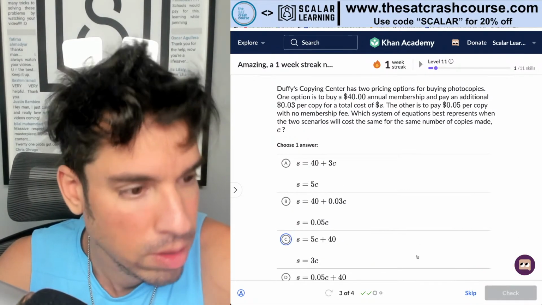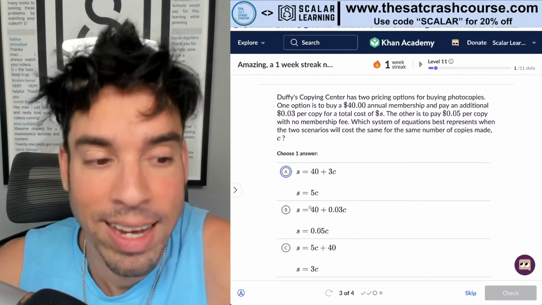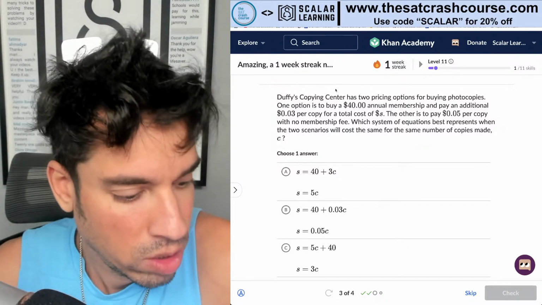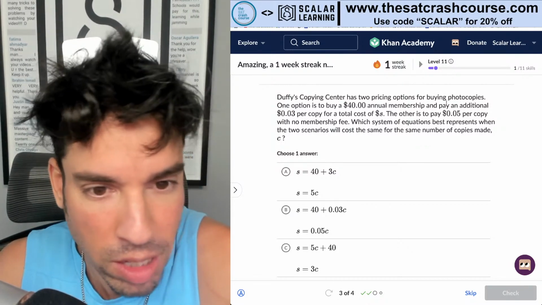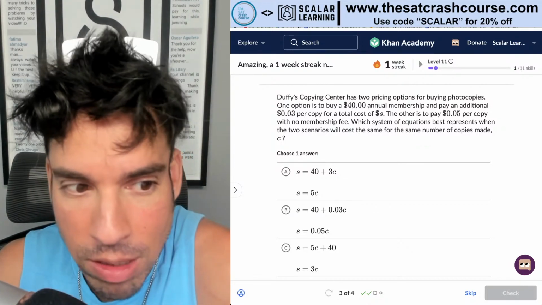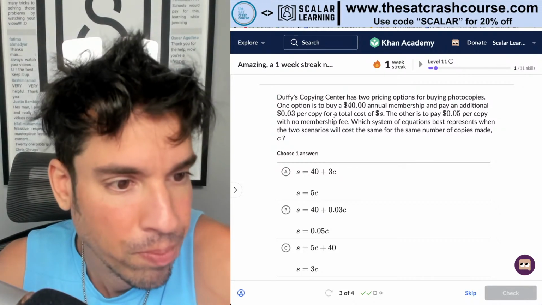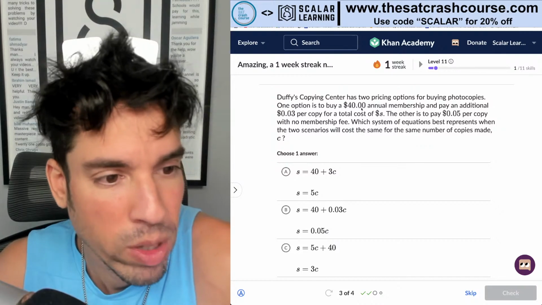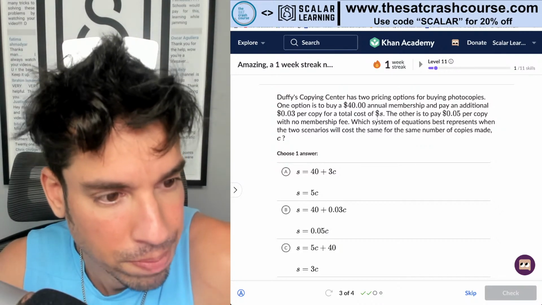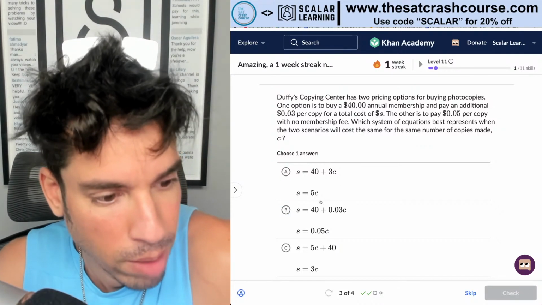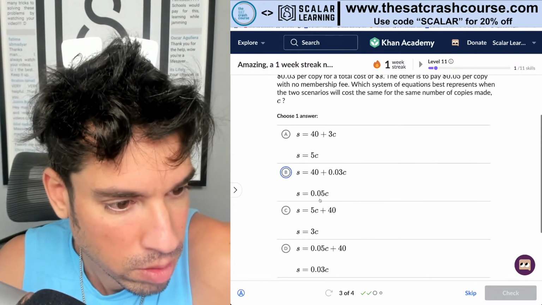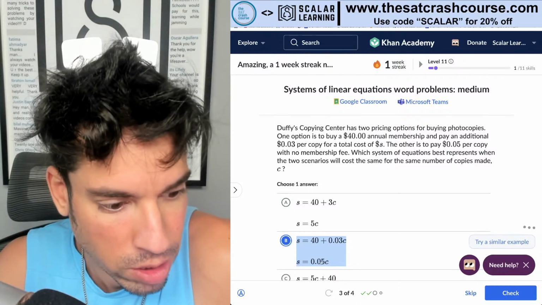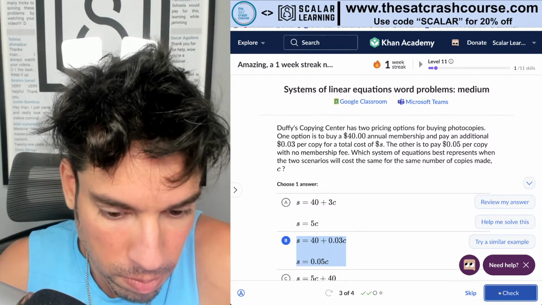Okay, next. All right, Duffy's, okay, again, these are equations, so I don't have to actually solve it. I got to remember this. So Duffy's Copying Center has 2 pricing options for buying photocopies. One option is to buy $40 annual membership. So $40 plus 0.03 cents per copy, which I see in option B. It's got to be B. That's the only one. And then this one is just 5 cents per copy, which I see here. It's B.